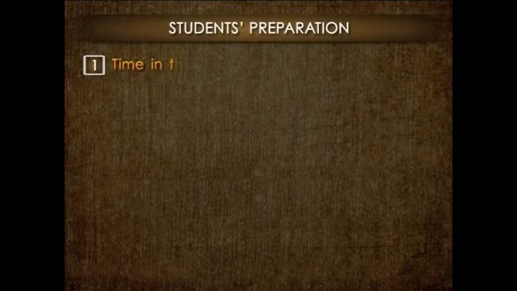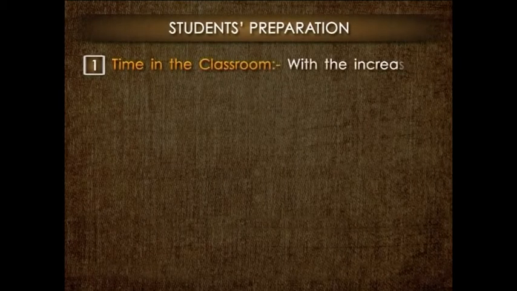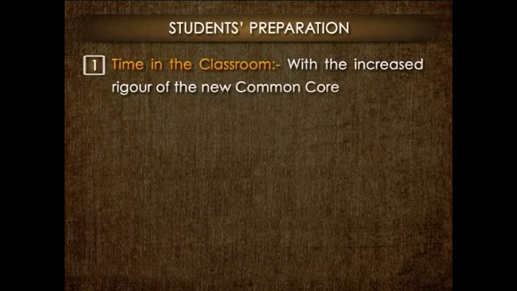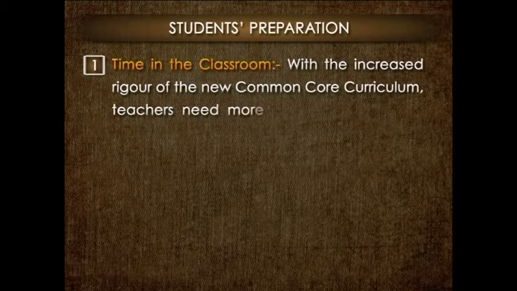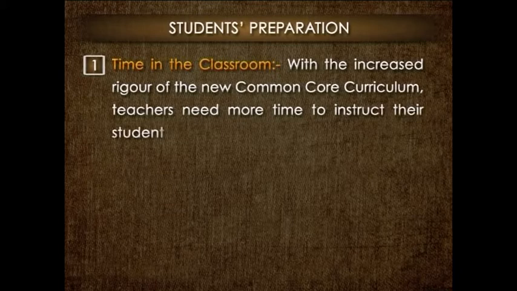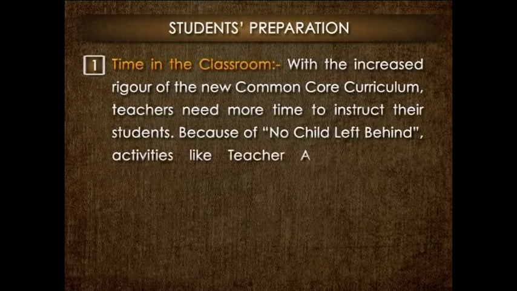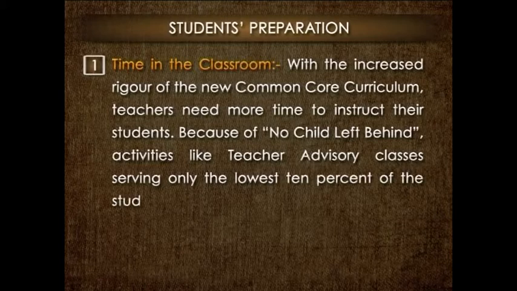Preparing students with a more rigorous curriculum of the new Common Core is one step of preparing students to graduate from college. But is there more we should be doing? Number 1. Time in the classroom. With the increased rigor of the new Common Core curriculum, teachers need more time to instruct their students. Because of the No Child Left Behind, activities like teachers' advisory classrooms, serving only the lowest 10% of the students, have become the focus.